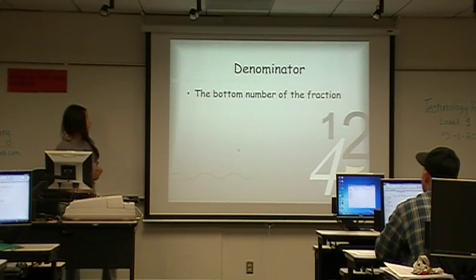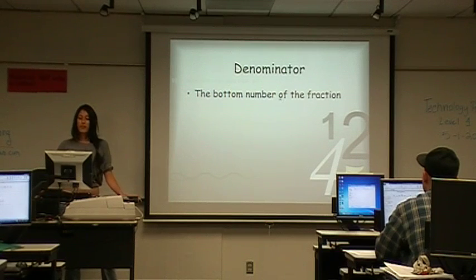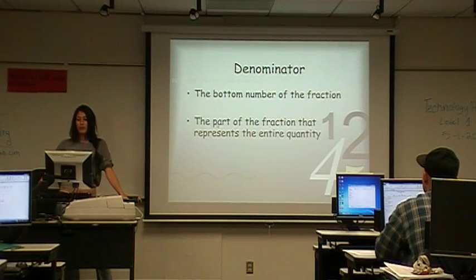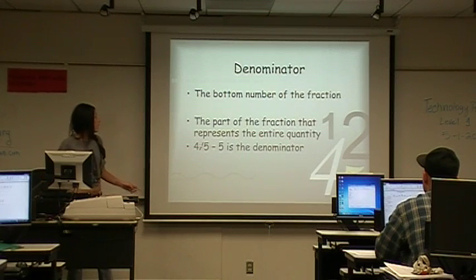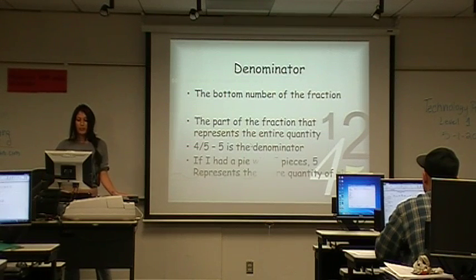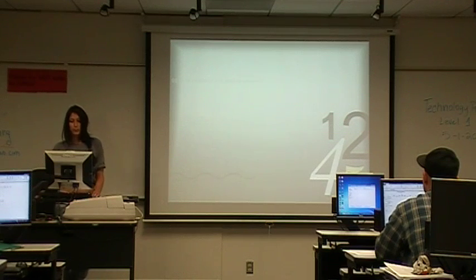So let's start with the denominator. The denominator is defined as the bottom number of the fraction, or the part of the fraction that represents the entire quantity. So of the fraction 4 over 5, 5 is the denominator. And if I had a pie with 5 pieces, 5 would represent the entire quantity of the pie.